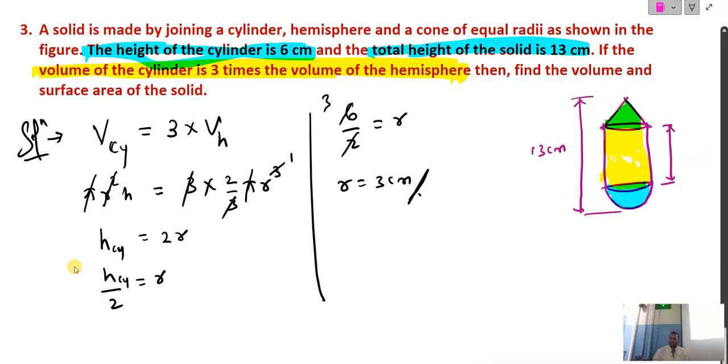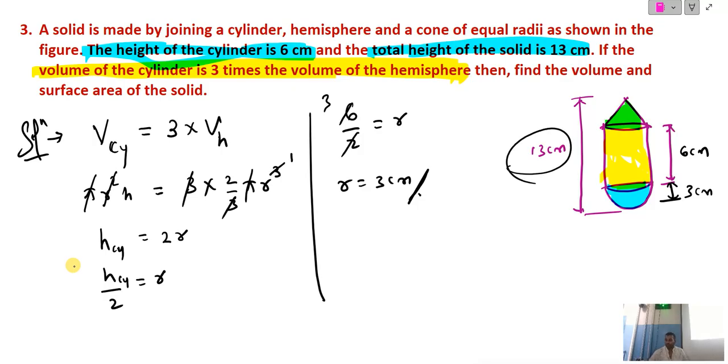And we know that this is 6 centimeter, right? We know that the radius of the hemisphere and the height of the hemisphere are the same. Remember, if the radius is 3 centimeter, then the height of the hemisphere is also 3 centimeter. What is the total height? 6 plus 3 is 9, 9 plus 4 is 13 centimeter. Now we got the height of the cone. Am I right? We got all the 3 heights.